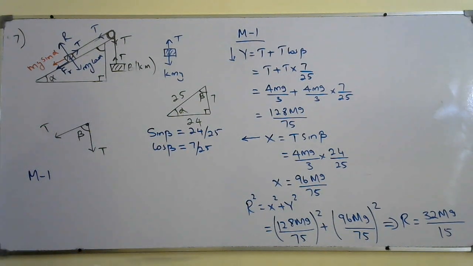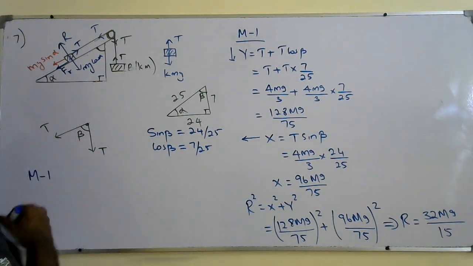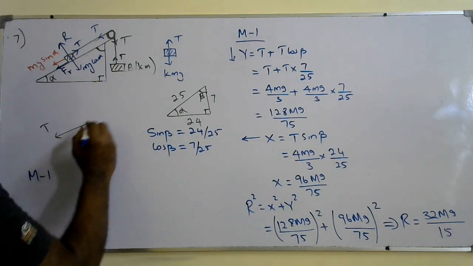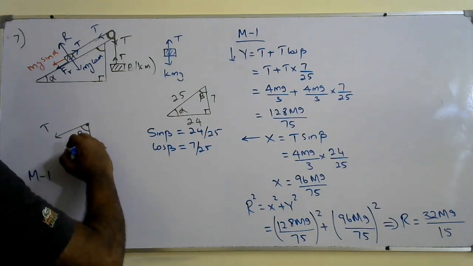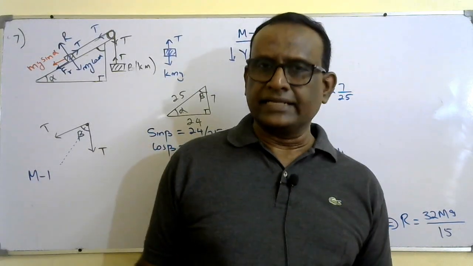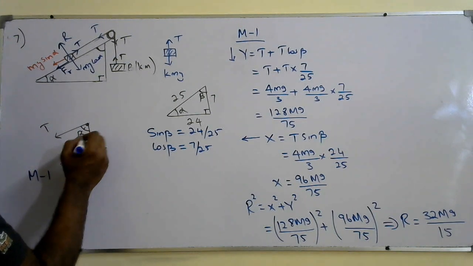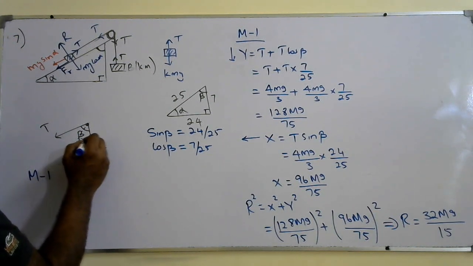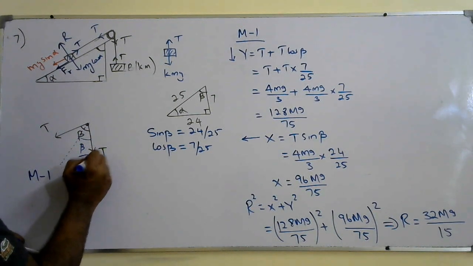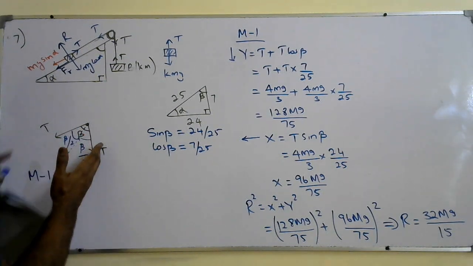This way also you can do. There's method 2. The idea is, since the two forces are the same, the resultant will be along the bisector of this angle. Both forces are the same, which means the resultant will be along the bisector of this angle. So this is beta, this is beta by 2, this is also beta by 2, right? So the resultant will be along this way.